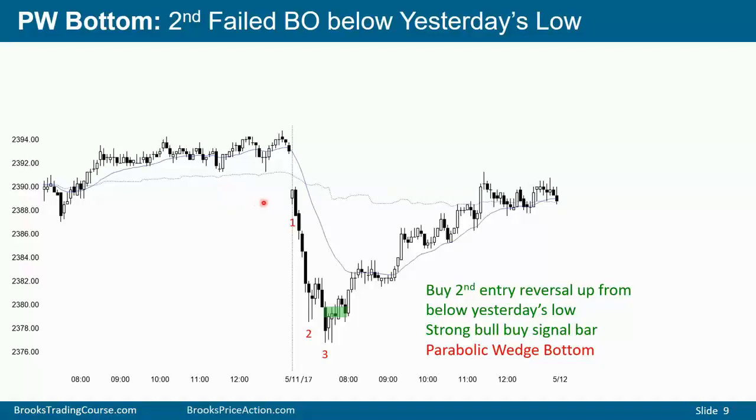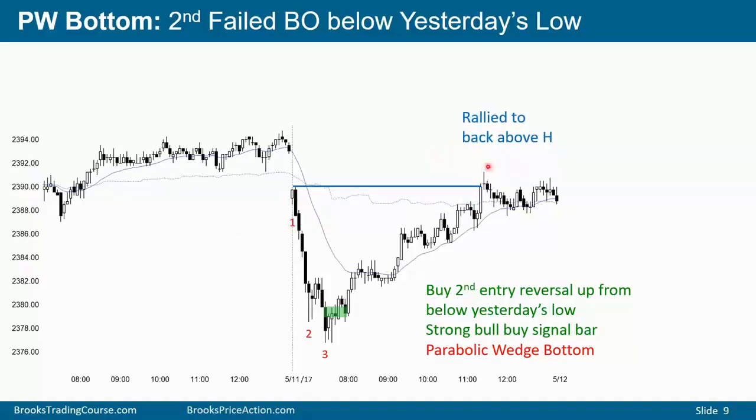If you want, you can call it a parabolic wedge. I would not really call this a parabolic wedge. I would simply call it a sell climax and then consecutive sell climax. And then a pretty good looking bull bar, especially since there's a micro double bottom. So a reasonable buy above that high, looking for a swing up.